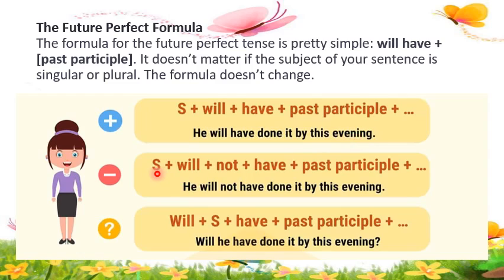In the negative sentence we use the formula subject plus will plus not plus have plus past participle plus time expression or object. You can see the example again. He will not have done it by this evening. And in the interrogative form we use will at the start of the sentence, then subject plus have plus past participle form plus object or time expression, and at the end a question mark. Will he have done it by this evening? Question mark. In this tense, time expression is very important.